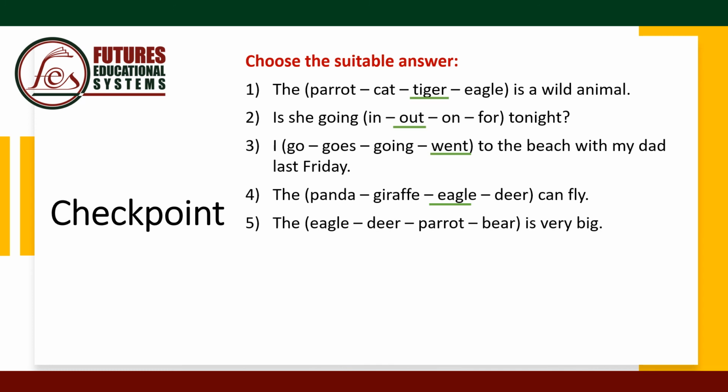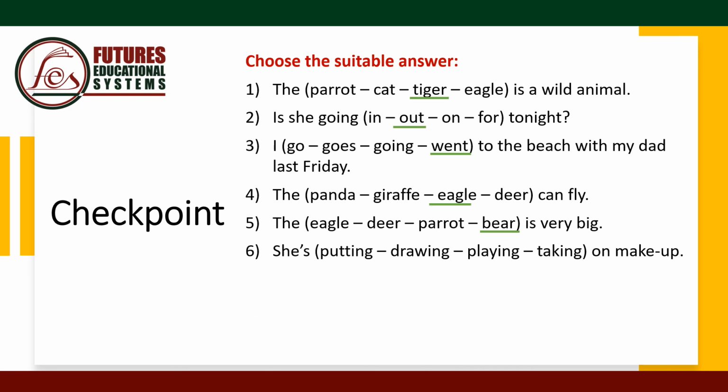Number five, the eagle, deer, parrot, bear is very big. Which one is very big? Yes, the bear. Number six, she is putting, drawing, playing, taking on makeup. What does she do with the makeup? She is putting on makeup.